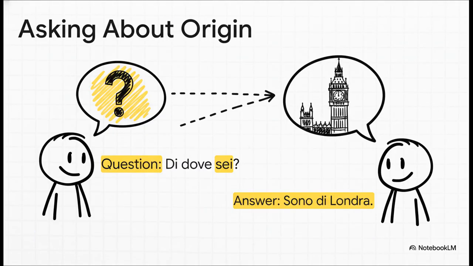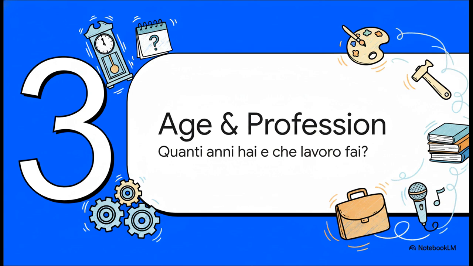So the question is simple. Di dove sei? That sei part means you are. And the answer is just as easy. Sono di Londra, or sono inglese. Sono means I am. It's literally, from where are you? I am from London. Nice and direct. Okay, we've got names and where we're from. Let's add a little more color to our conversation by talking about age and what we do for work.